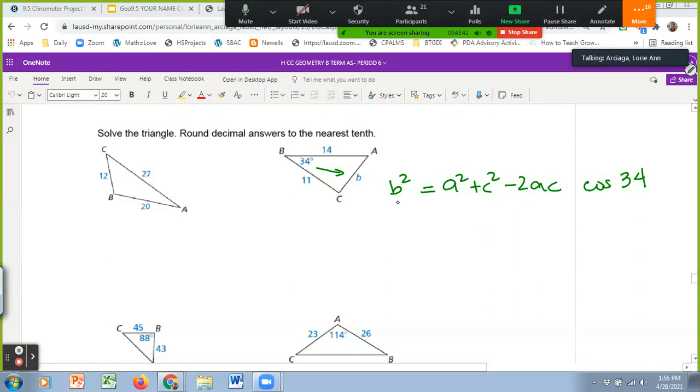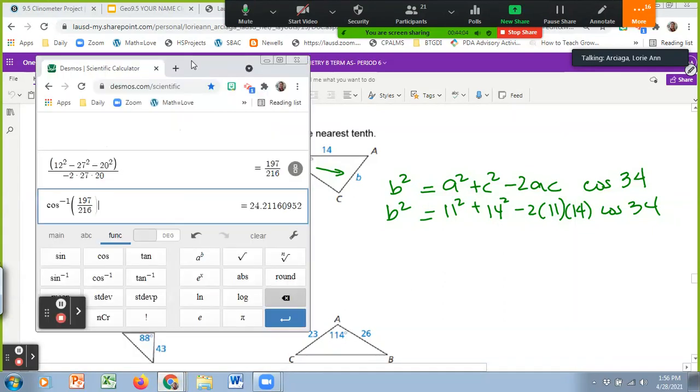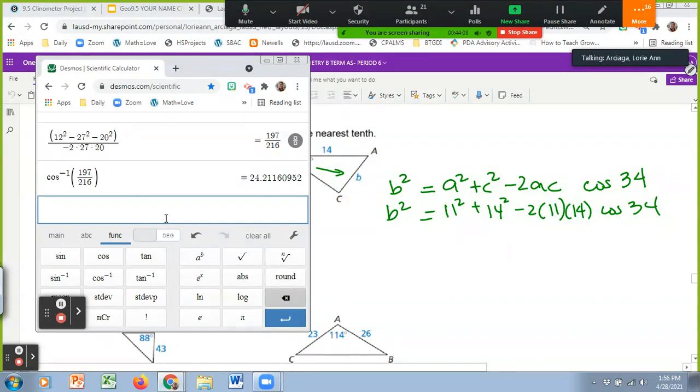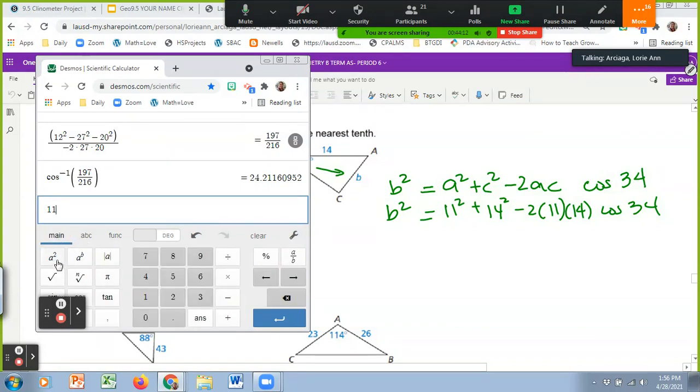You like this part because this is simpler. So b squared equals, what is your a? It's 11 squared, which is 121. c squared is 196. 2 times 11 times 14. You see how this is so simple. And look at how it's going to go in the calculator. Just type them all up: 11 squared plus 14 squared minus 2 times 11 times 14 times cosine 34. And it will give you the answer right away. So that's the easy part.